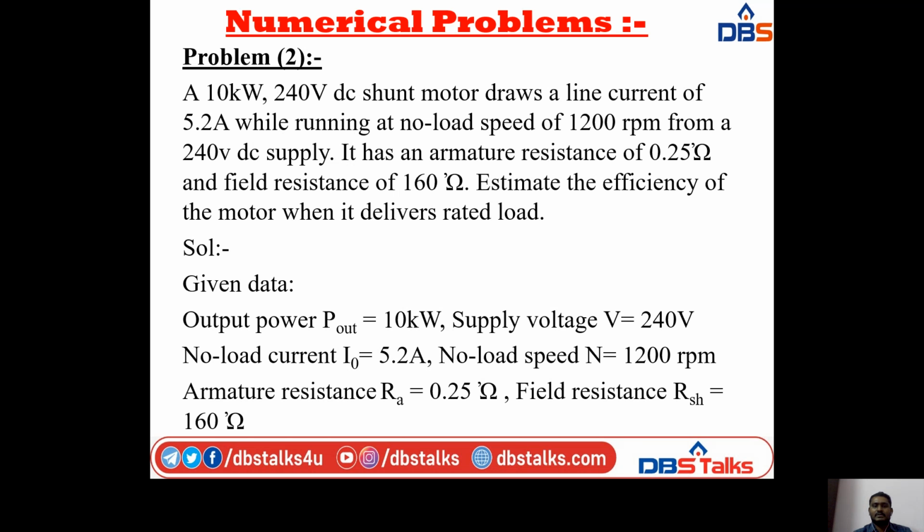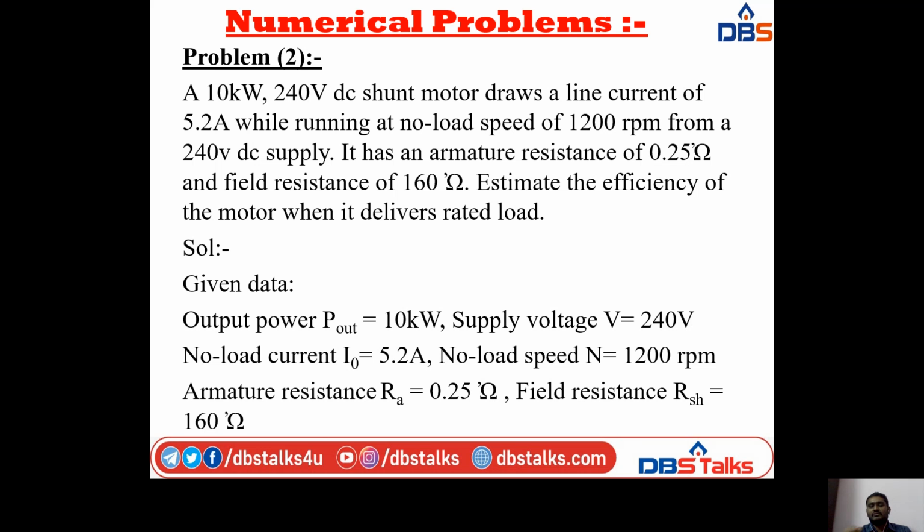Next, coming to problem number 2. They gave that a 10 kilowatt, 240 volt DC shunt motor draws a line current of 5.2 amperes while running at a no load speed of 1200 rpm from a 240 volt DC supply. It has an armature resistance of 0.25 ohms and a field resistance of 160 ohms. Estimate the efficiency of the motor when it delivers rated load. So this is the given data.